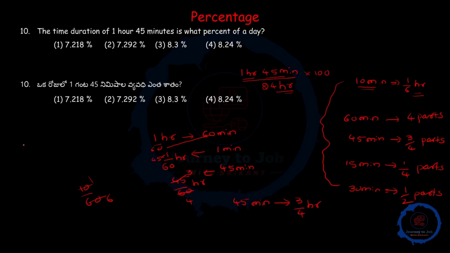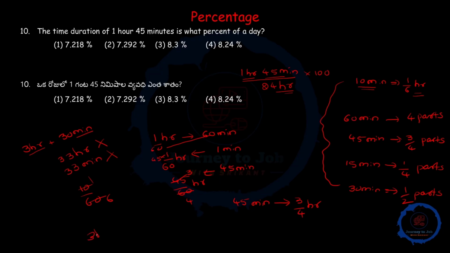Always, whether multiplying, dividing, adding or subtracting, both quantities must be in the same units. Suppose 3 hour plus 30 minutes means 3 plus 30, how much? 33 hour, wrong answer. Or 33 minute, also wrong answer, because this is in hours and this is in minutes, so you cannot add these two. So either you convert minutes into hours or hours into minutes, then you add.